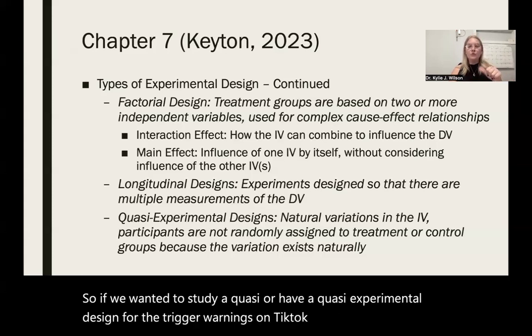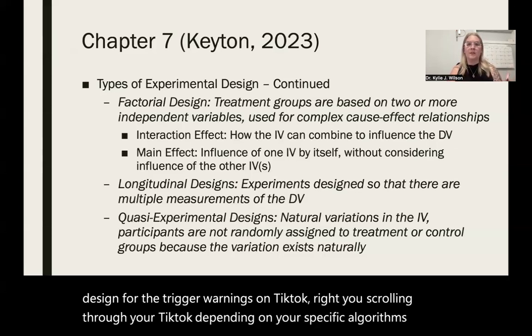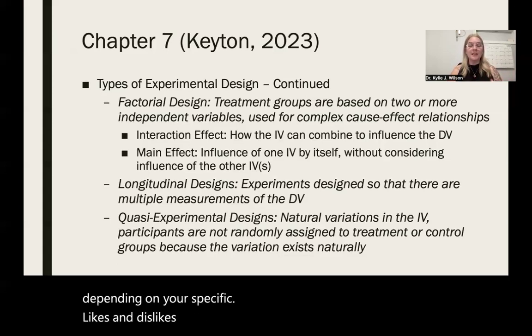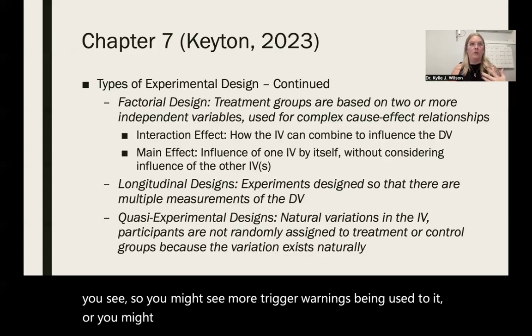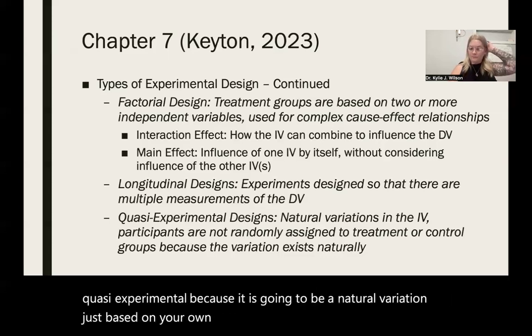right? You scrolling through your TikTok, depending on your specific algorithm, depending on your specific likes and dislikes, what you interact with is going to change what you see. So you might see more trigger warnings being used, or you might see none at all or less, right? That's going to be quasi-experimental because it is going to be a natural variation just based on your own algorithm.